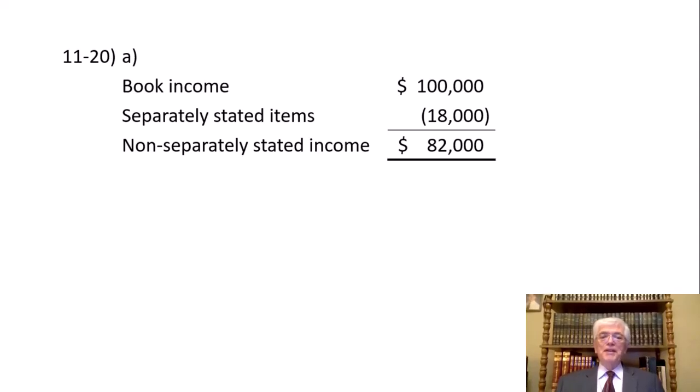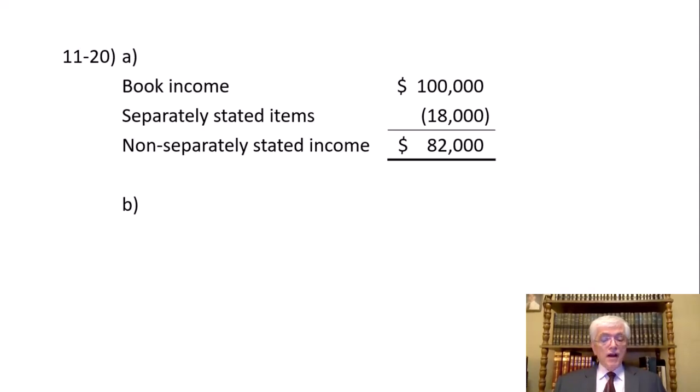Normally, you wouldn't compute non-separately stated income that way. You'd say sales revenue minus cost of goods sold minus selling expenses, officers' salaries, etc., until you get down to net income from operations that is not separately stated items. But here we backed into it with the book income and the separately stated items. Letter B.